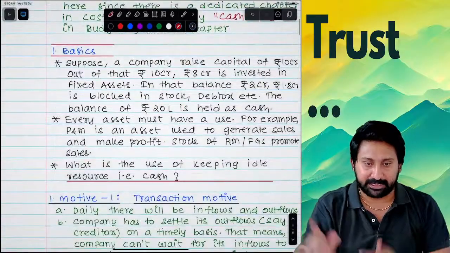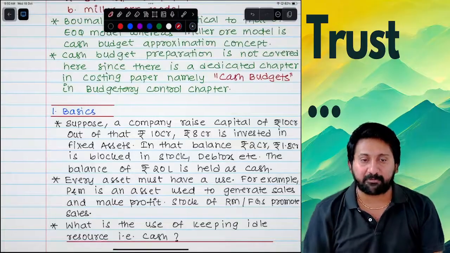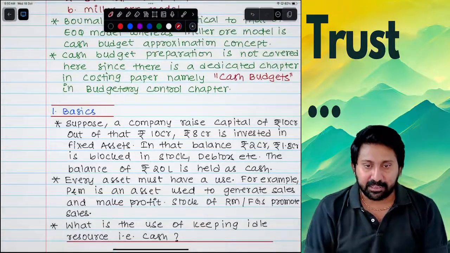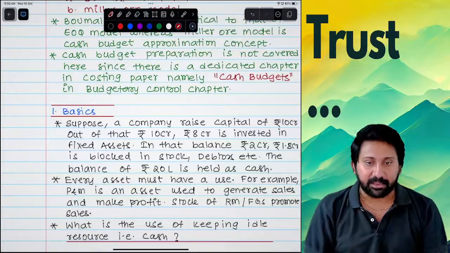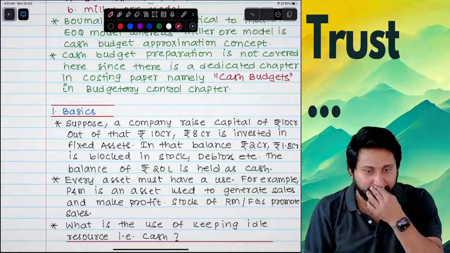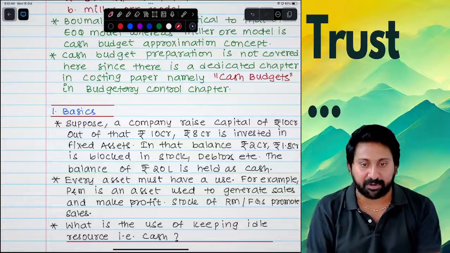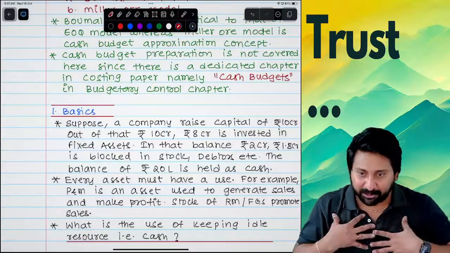See, I have given one example. Suppose a company raised capital of rupees 10 crore. Out of the 10 crore, 8 crore is invested in fixed assets. Of the balance 2 crore, 1.8 crore is blocked in stock, debtors, etc. The balance 20 lakhs is held in cash. Every asset must have a use. For example, plant and machinery is an asset used to generate sales and make profit. Stock of raw materials promotes the sales, as I just told you.